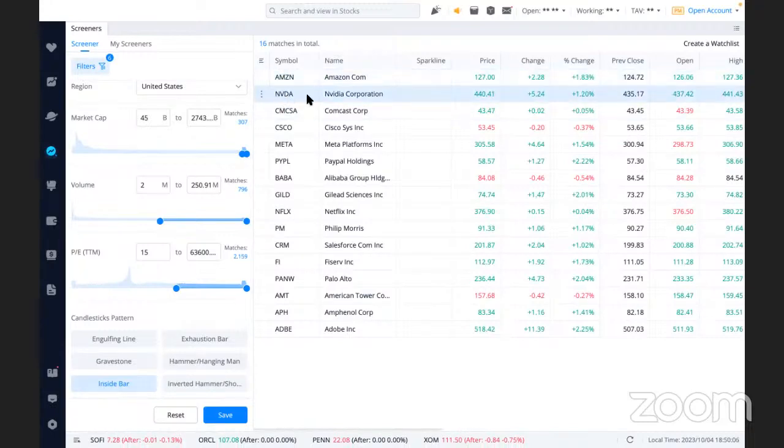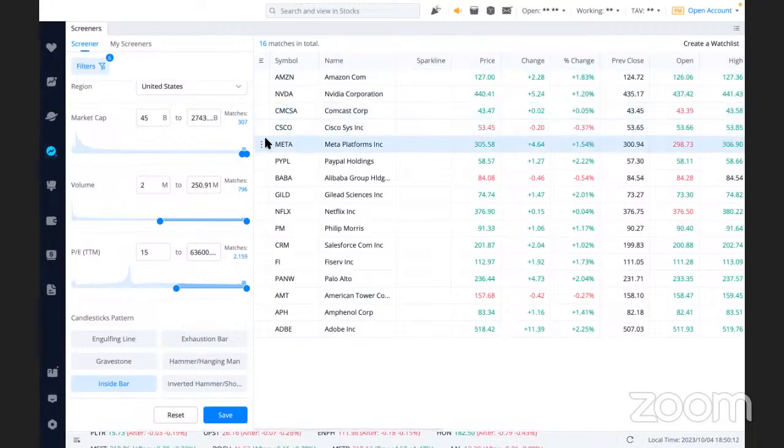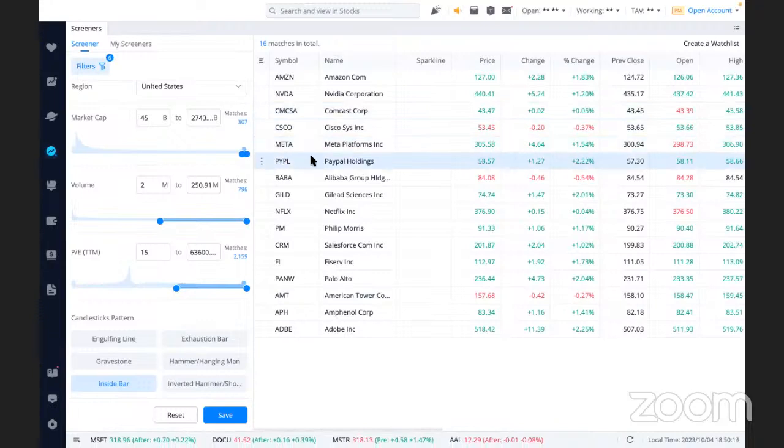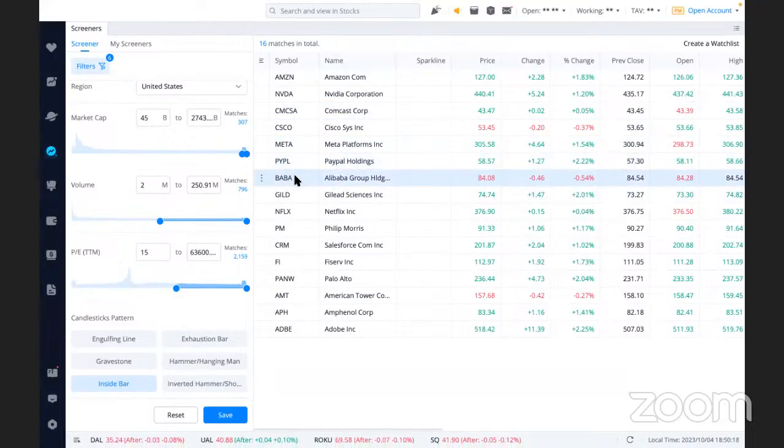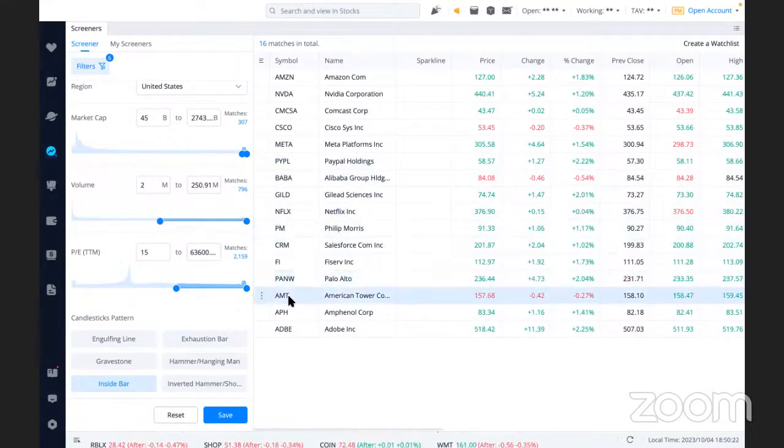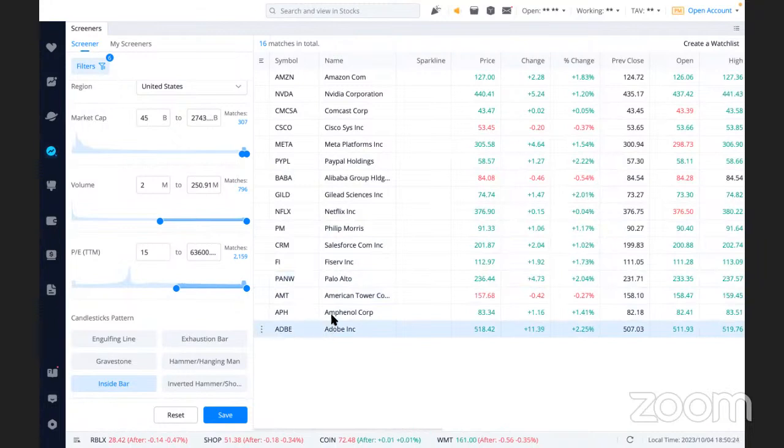Amazon, NVIDIA, Comcast. Maybe you don't pay attention to Comcast, but it's popular with the streaming wars. Cisco, Meta. We always trade Meta. PayPal, my nemesis. Baba, Netflix, of course, is there. CRM, Panwa. So this right here, Adobe, this is a fantastic list for us to go ahead and start looking.